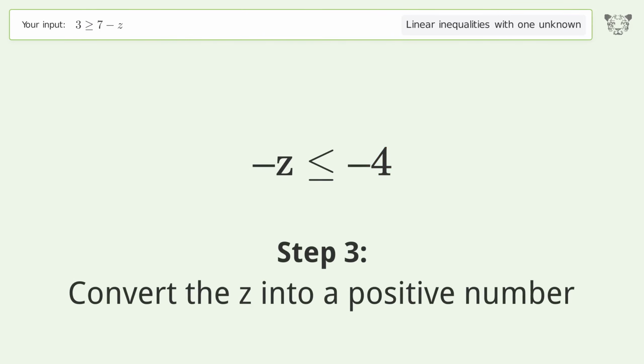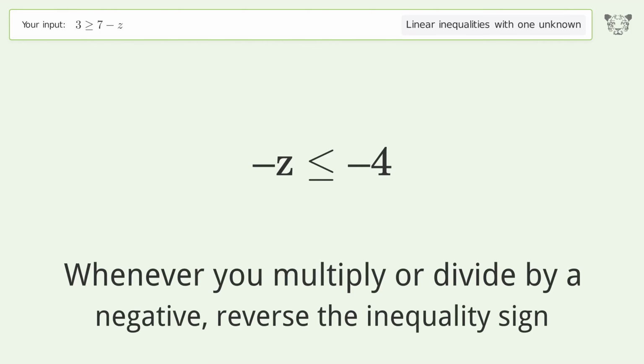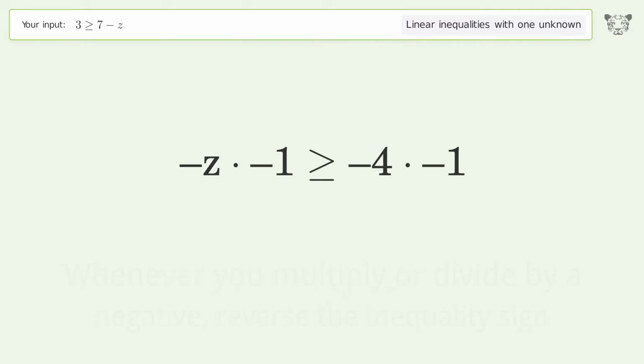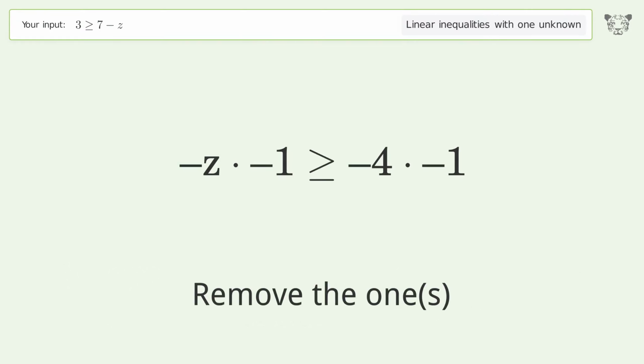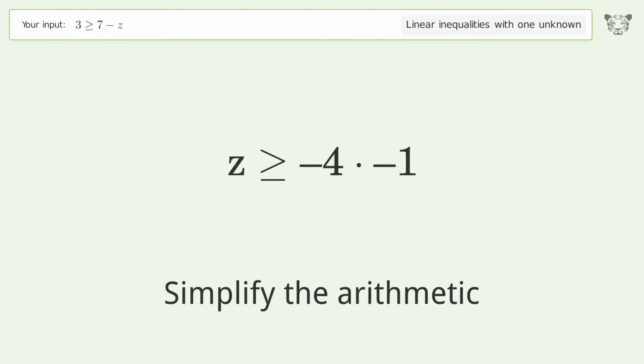Convert the z into a positive number. Multiply both sides by -1. Whenever you multiply or divide by a negative, reverse the inequality sign. Remove the ones. Simplify the arithmetic.